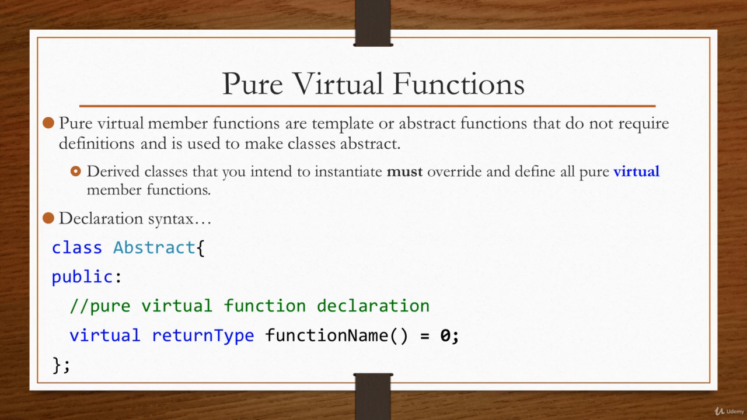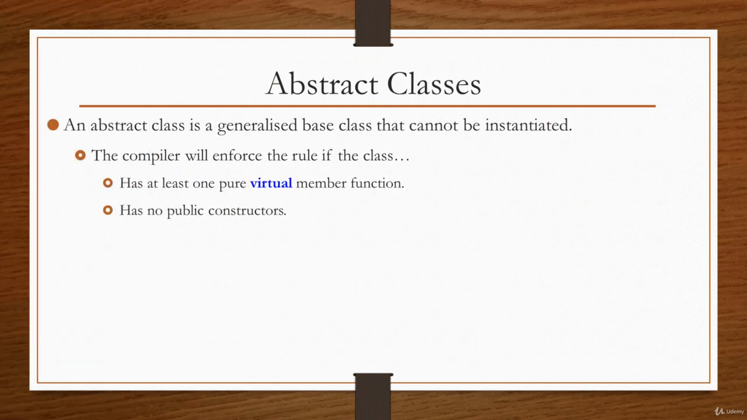We have the declaration syntax for a pure virtual function. It's going to be virtual, the return type, the function name, the parentheses, but you'll notice the weird thing with this declaration is it ends off with an assignment, so the equals symbol and 0 followed by the semicolon. So that is a pure virtual function declaration. So an abstract class is a generalized base class that cannot be instantiated, and the compiler is going to enforce the rule that it cannot be instantiated if the class has at least one pure virtual member function. And also, if you think about it for a second, if you have no public constructors, if you make your constructor protected or private, then you'll also get an error if you try and instantiate your class.